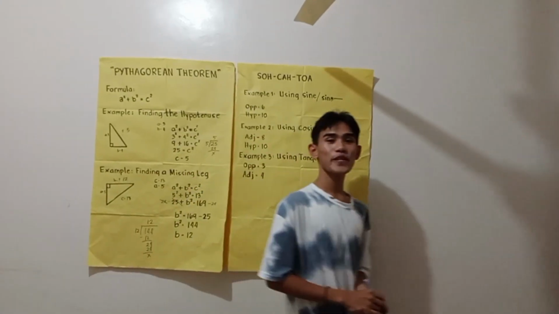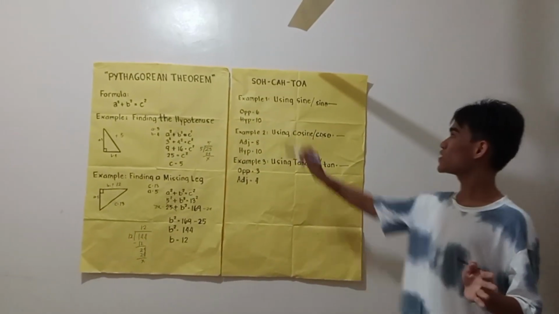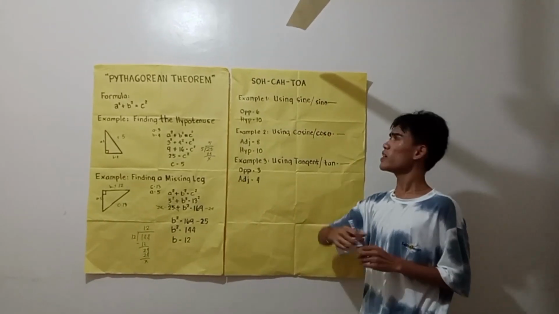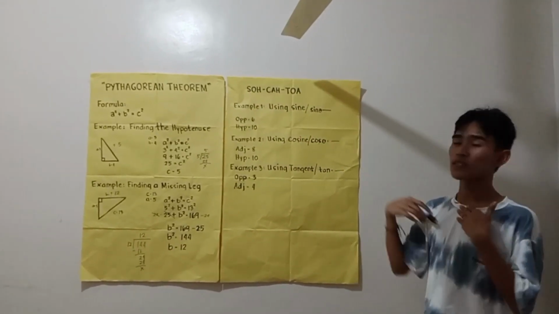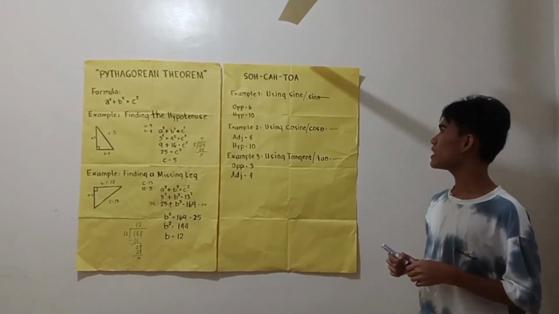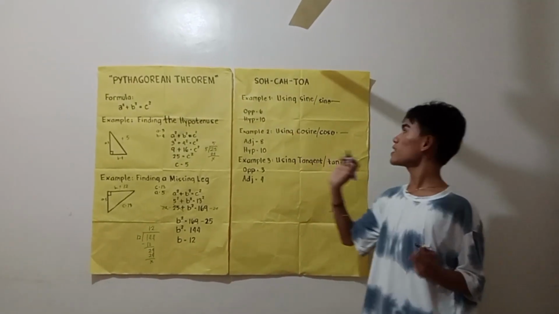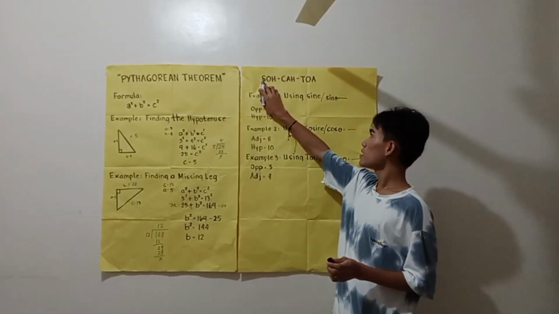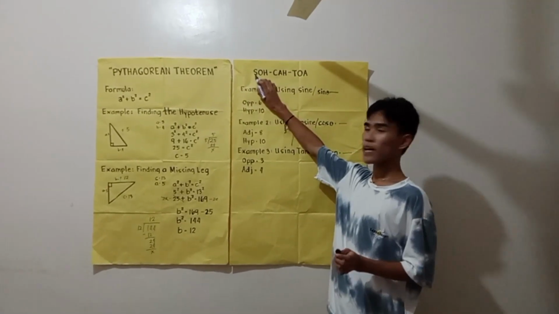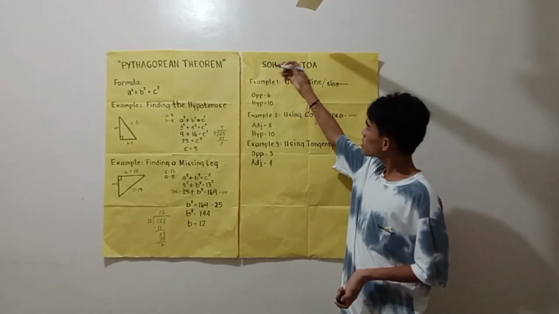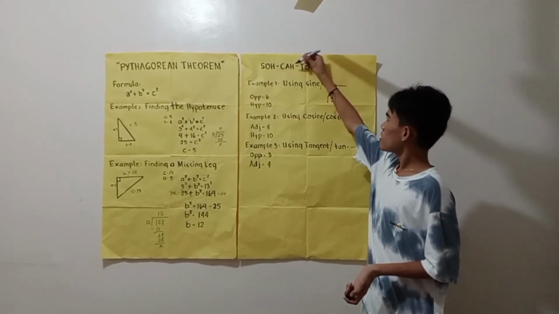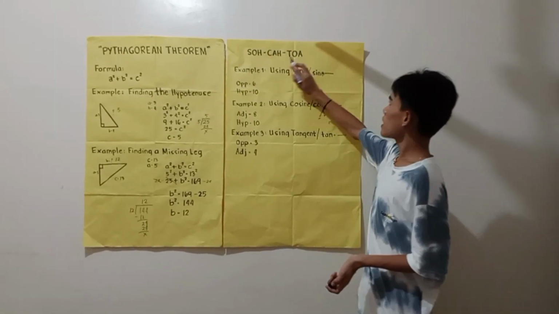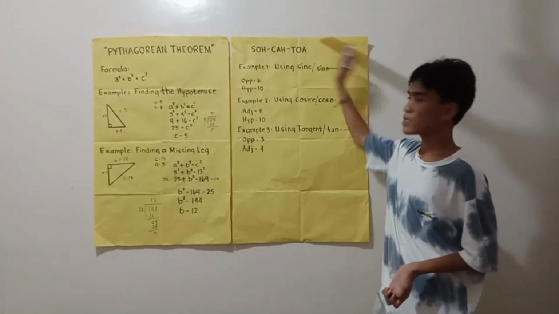So the next part is we're going to calculate SOH-CAH-TOA, or the sine, cosine, and tangent. This is an acronym which will help us to identify easily how to calculate the sine, cosine, and tangent. The S stands for sine, the O stands for opposite and H for hypotenuse. Next is the C, or the cosine, adjacent over hypotenuse, and tangent is equal to opposite over adjacent.